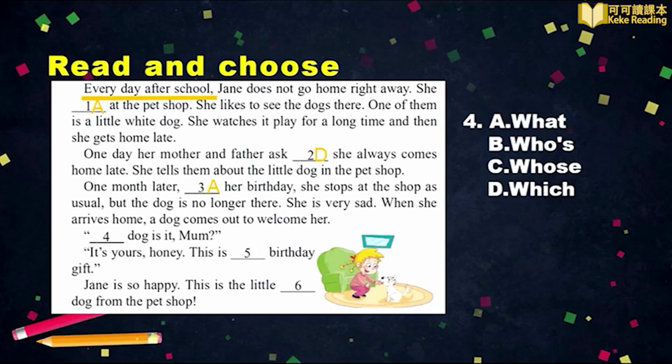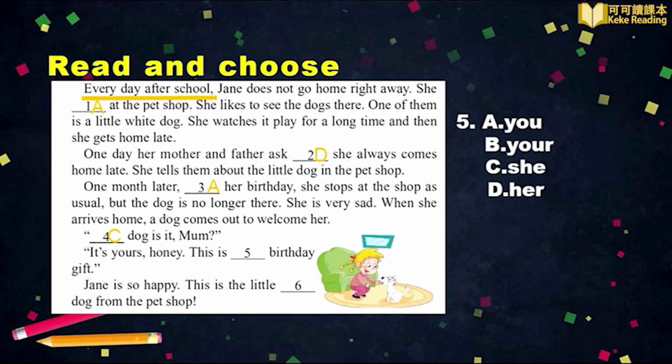The next one. Something dog is it, Mom? Mom answers, It's yours. 是你的。所以 Jane 在问妈妈这条狗是谁的。选项 B, whose 是 who is 的缩写，提问某个人是谁。C, whose 意思是谁的。So, the answer is C. Whose dog is it, Mom? It's yours, honey.